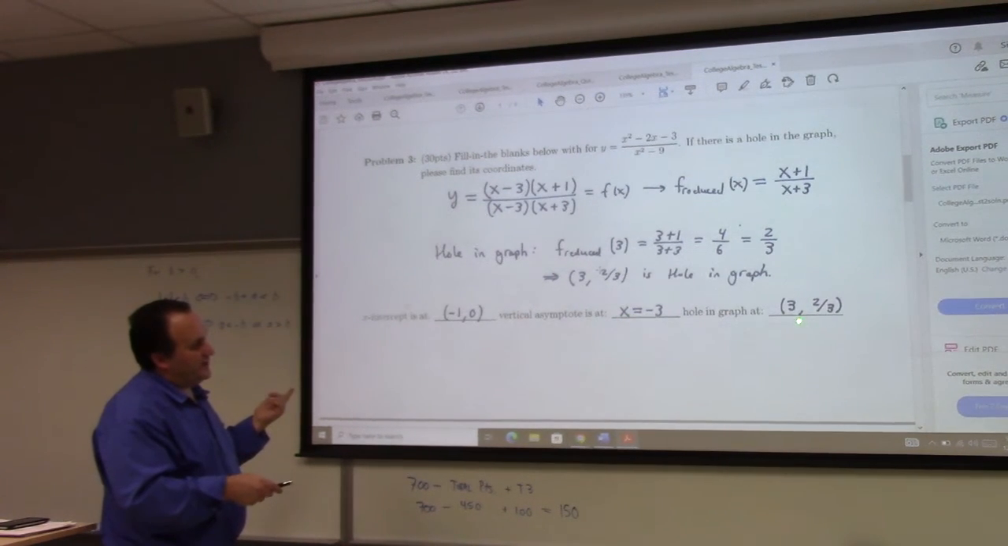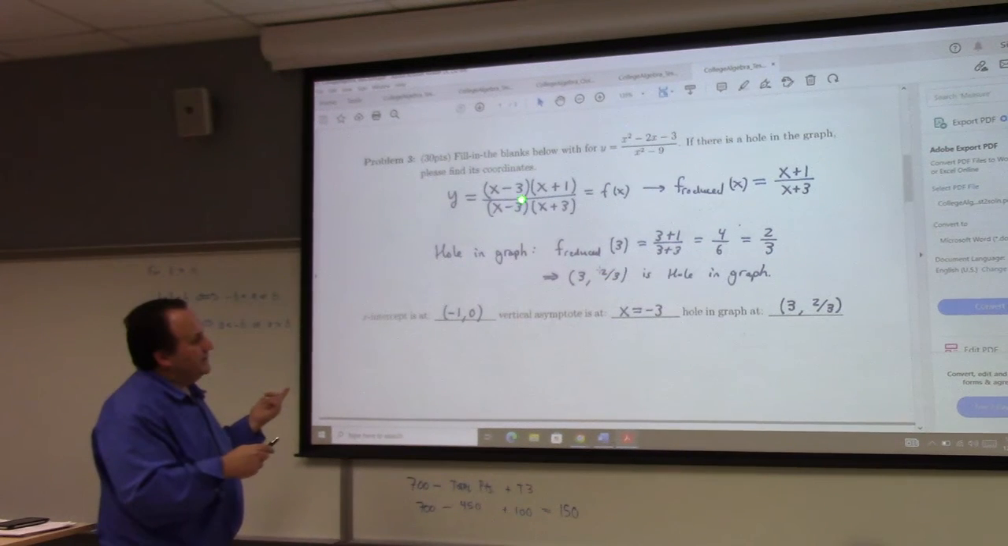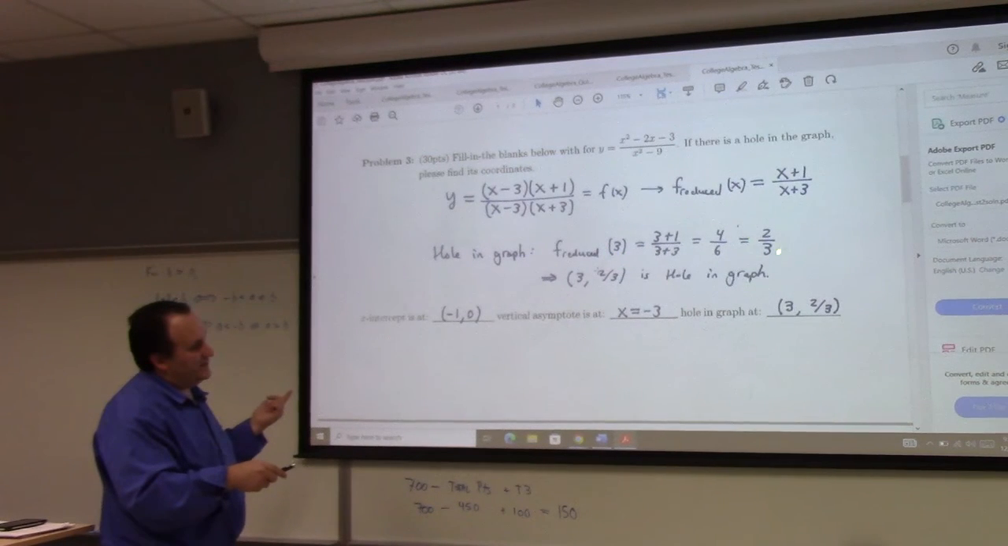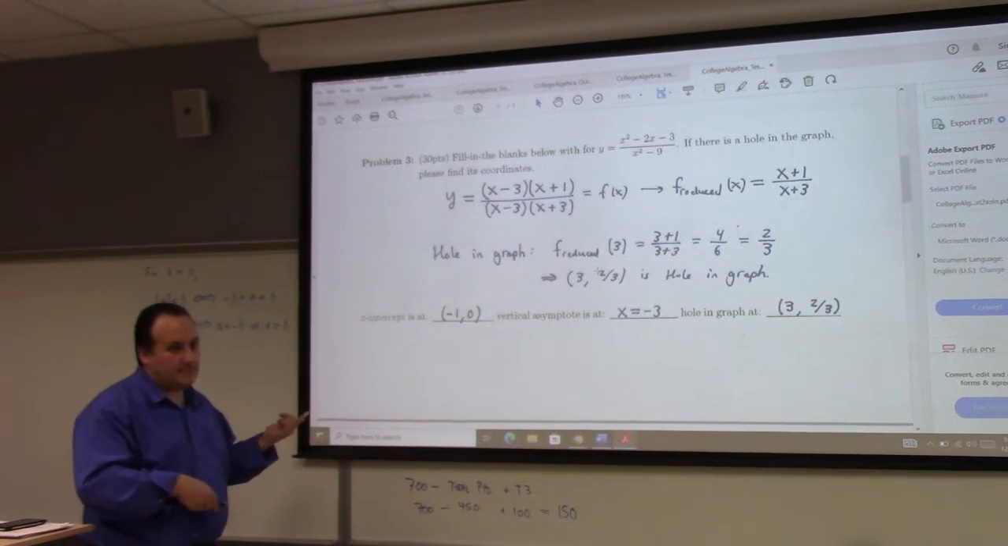And the hole in the graph is at 3 because we've got this balanced pair of factors. To figure out where the hole is, we cancel these out, and that leaves us the reduced function, which is x plus 1 over x plus 3. Then you plug 3 into that, which gives you 2/3 is where the hole is.